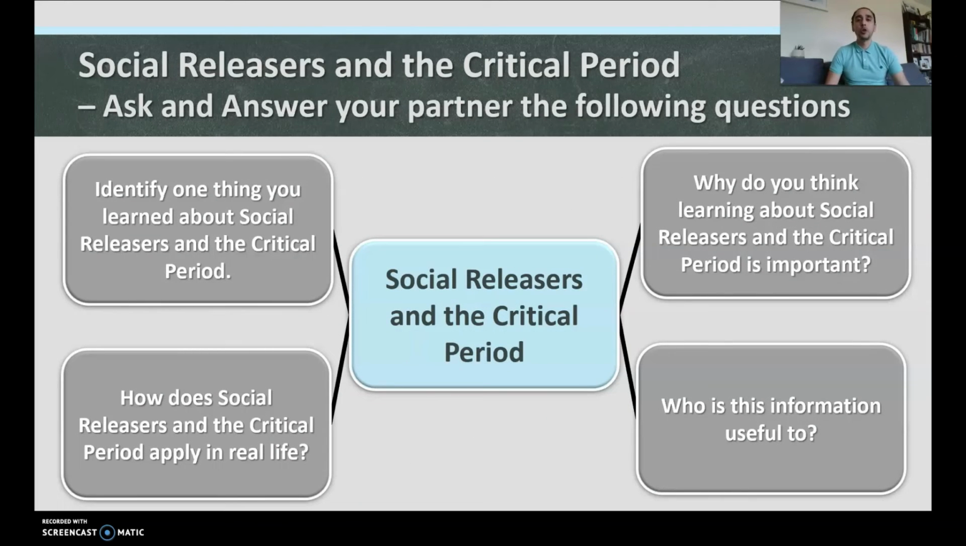And that is social releasers and the critical period. Identify one thing you've learned about social releasers and the critical period. Why do you think learning about these is important? How does this apply in real life? Who is this information useful to? What additional questions do you have on this topic?